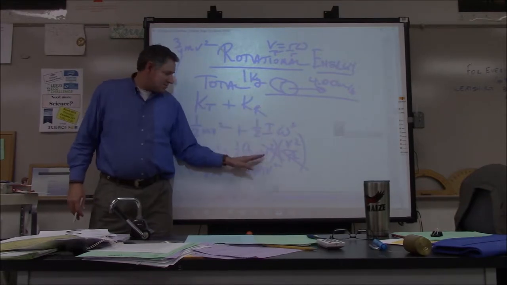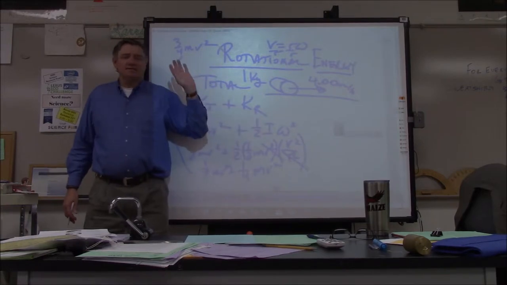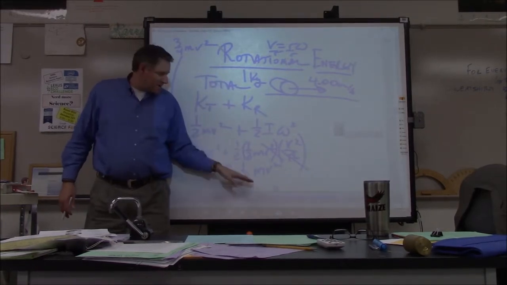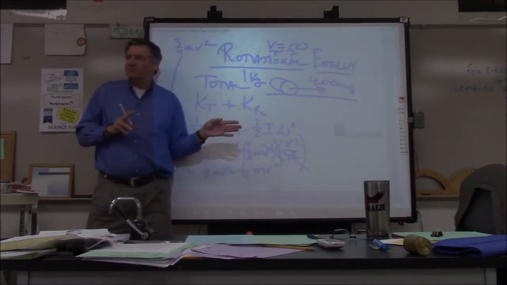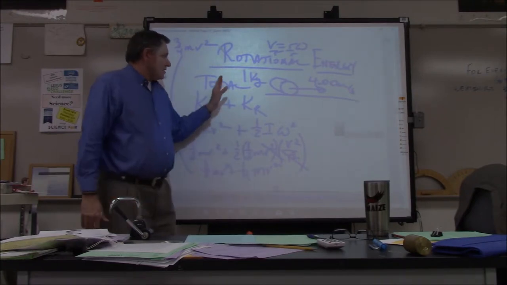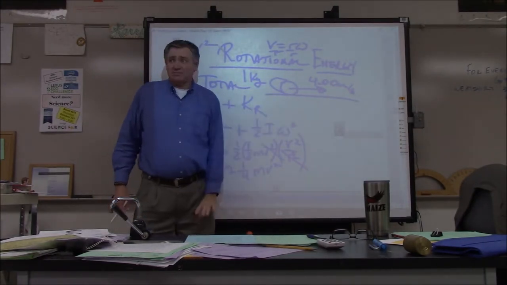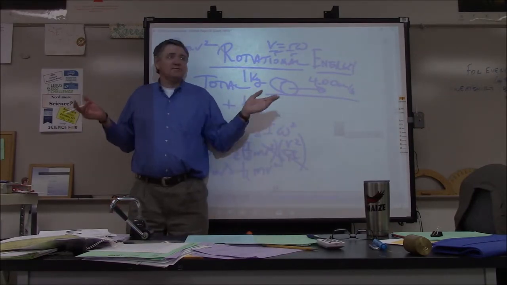So this becomes much simpler than going through and finding omega by itself, and then squaring that, and then finding your moment of inertia by itself. You could do it, but it's just a train wreck. If you work this whole thing with variables, you see that so much of it simplifies out. Notice when I started this problem, I never gave you the radius. Why? You don't need it. Even though it's spinning, I don't need the radius.